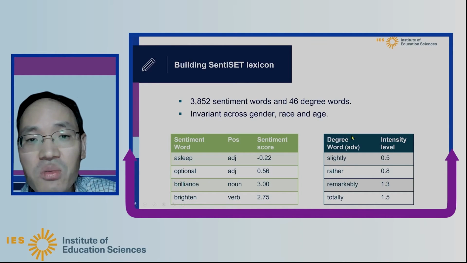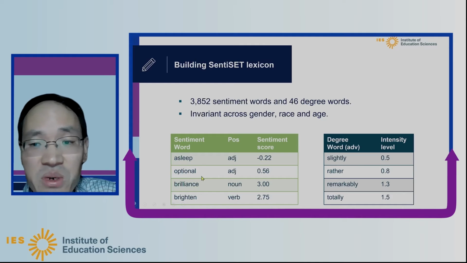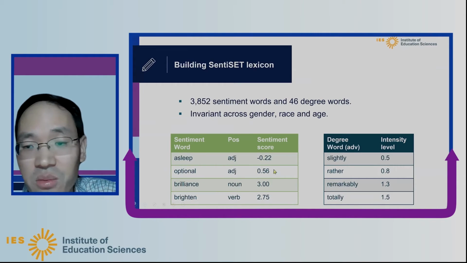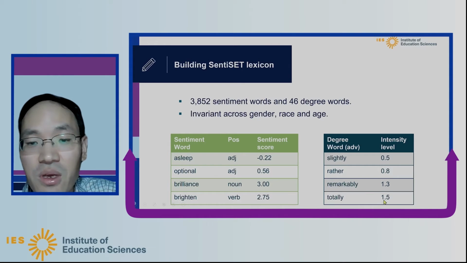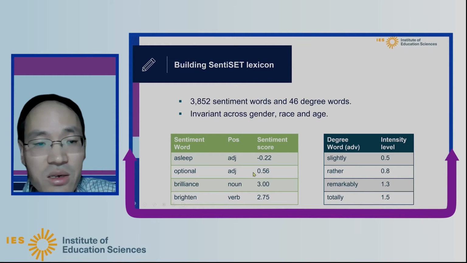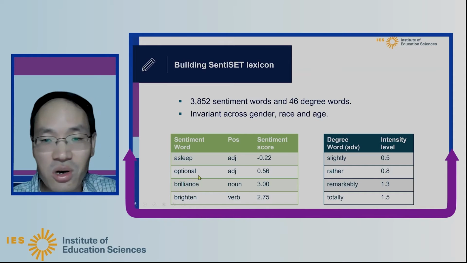The degree words are used to modify those sentiment scores. For example, if you say totally optional, you will multiply this value by 1.5. If it's rather optional, you multiply that by 0.8. Certainly, this is not a very good example. It's optional.